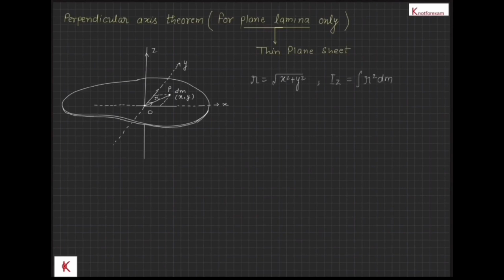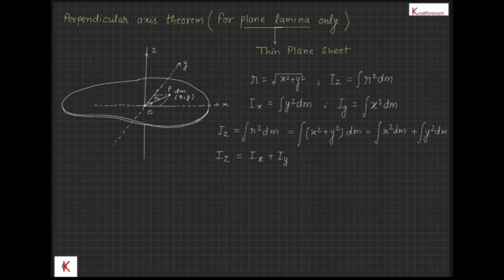Therefore Iz will be the integration of r square dm, Ix will be the integration of y square dm, and Iy will be the integration of x square dm. And Iz, that is the integration of r square dm, will be equal to the integration of x square plus y square dm, that is equal to the integration of x square dm plus the integration of y square dm, which is equal to Iy plus Ix. Therefore Iz will be Ix plus Iy.